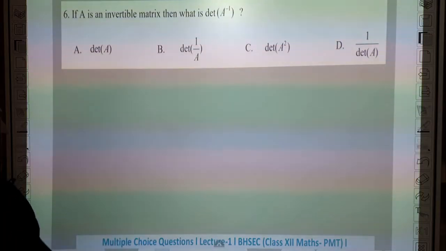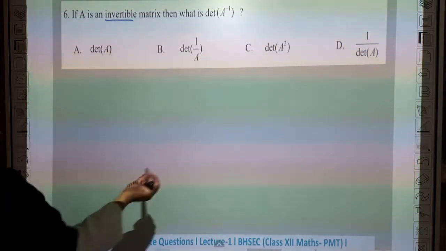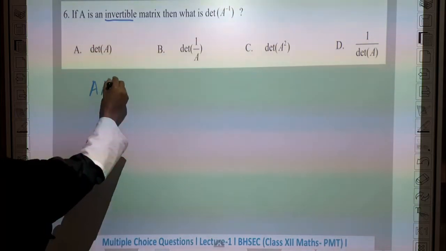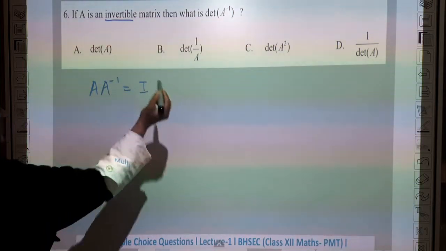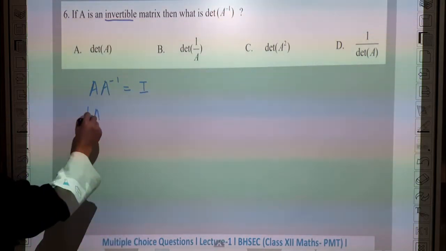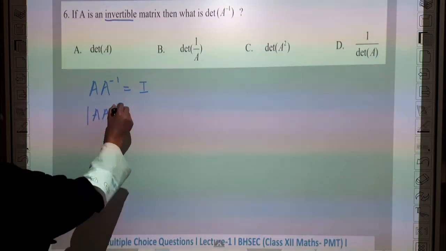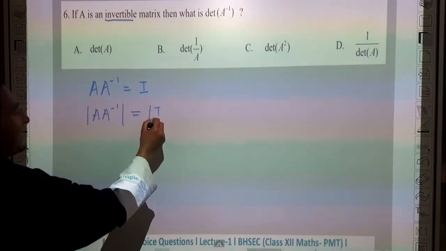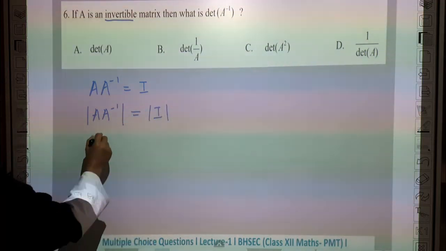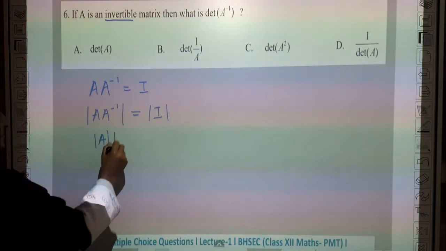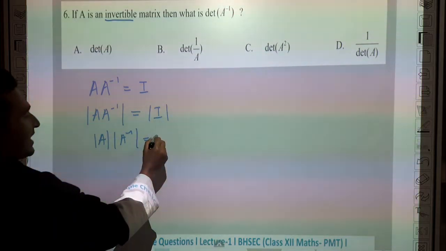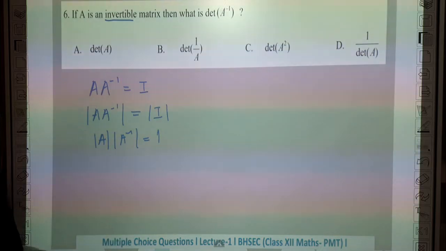A matrix A is said to be invertible if it is a non-singular matrix, and we have the property A times A inverse is equal to I. Now just find the determinant on both sides: determinant of A times A inverse is equal to determinant of I. This we can write as determinant of A times determinant of A inverse, and the determinant of I, the identity matrix, is always equal to 1.